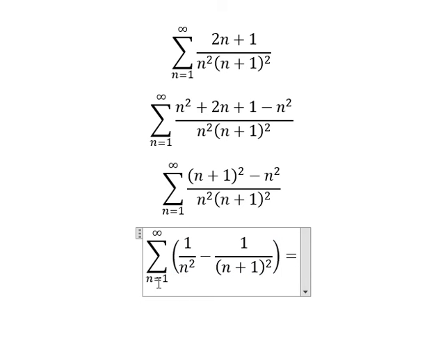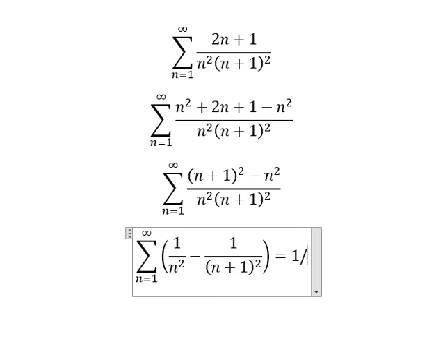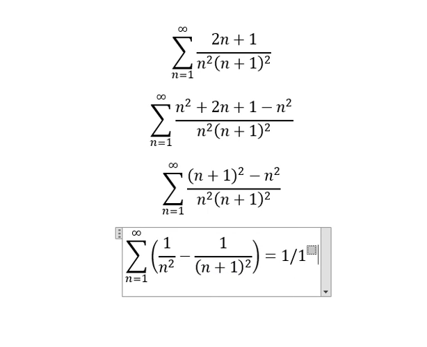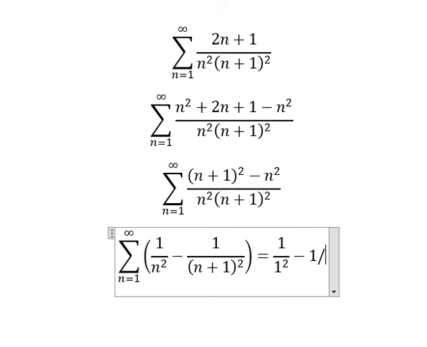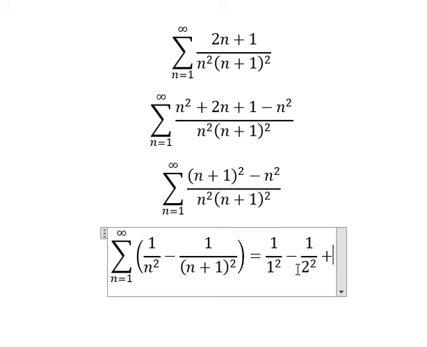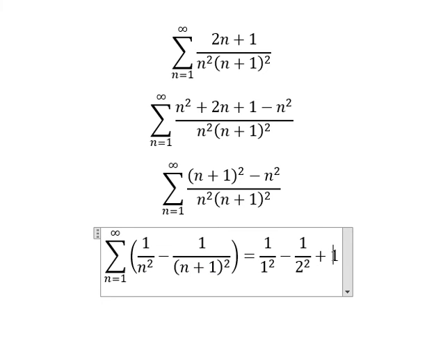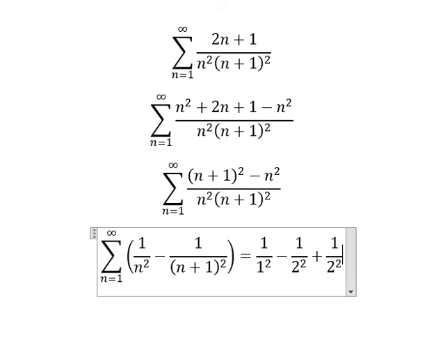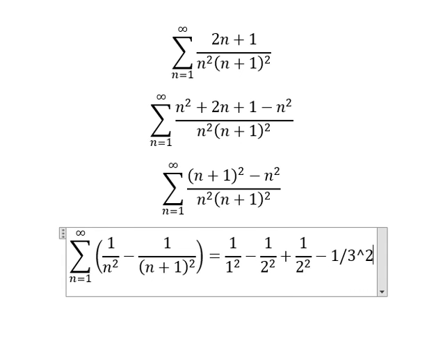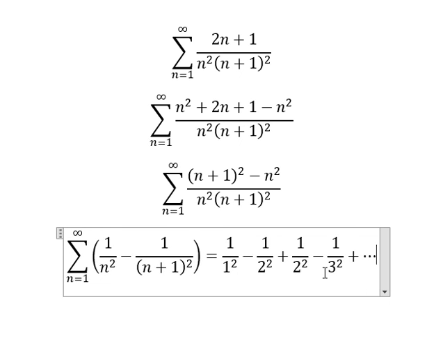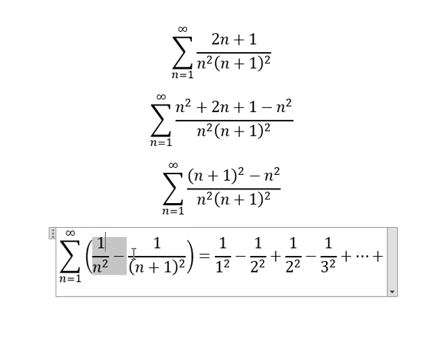So if I put n equals 1 here and here, we have 1 over 1 square minus 1 over 2 square. Now if I put n equals 2 here and here, we have 1 over 2 square minus 1 over 3 square, and so on until this one.